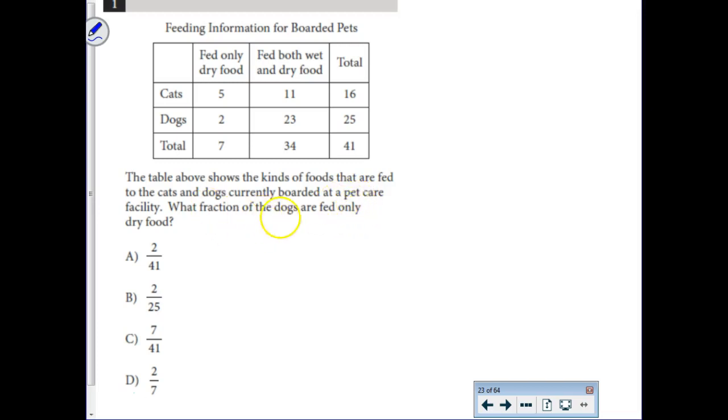All right, so this table shows the kinds of food that are fed to cats and dogs. Cool. What fraction of the dogs are fed only dry food? So just looking at dogs, how many are fed dry food? 2 out of 25. Yes. Is it B? I hope it's B.